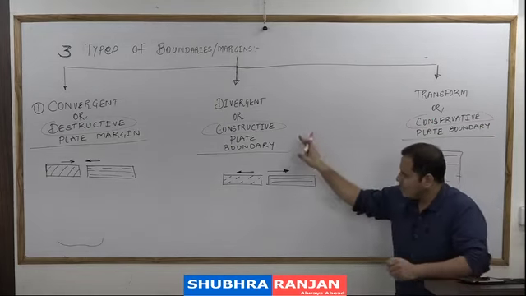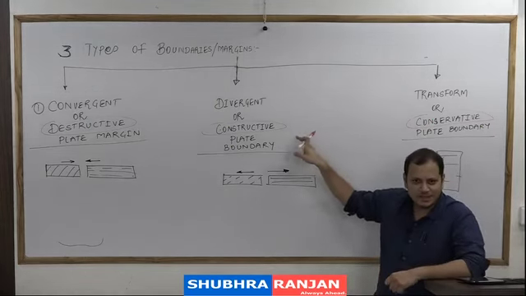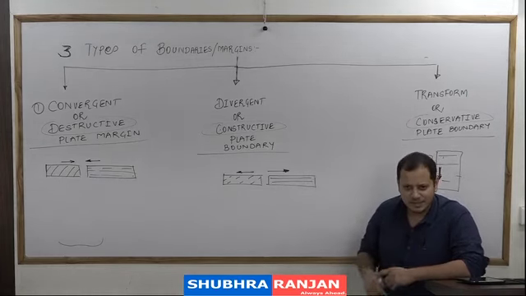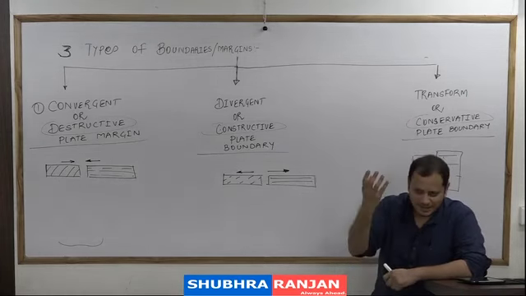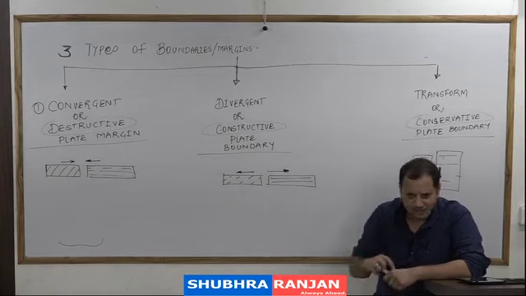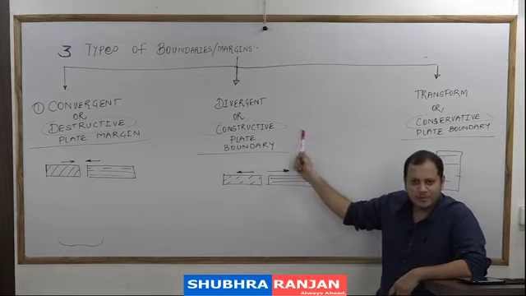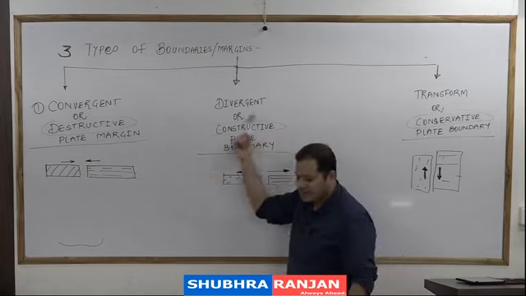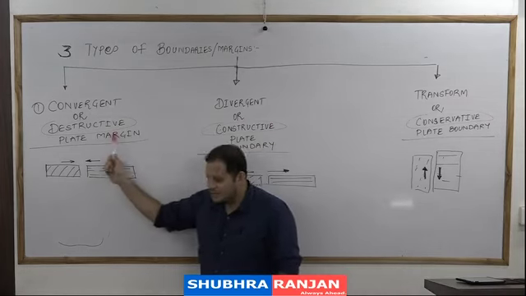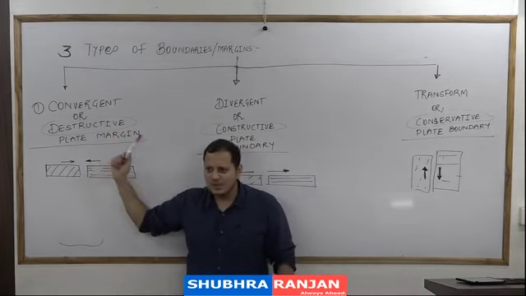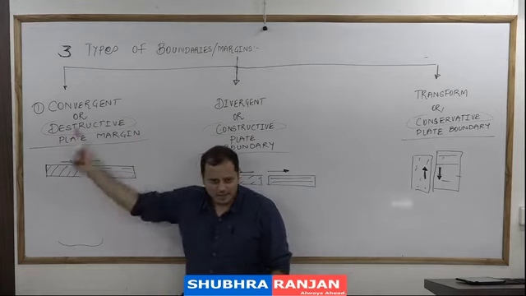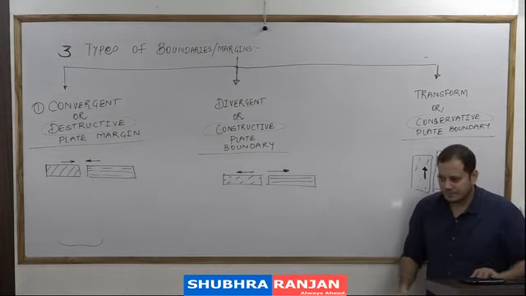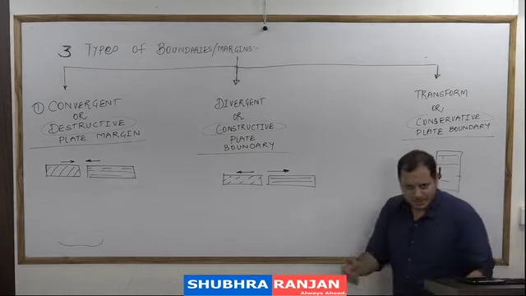Now, can you tell me from yesterday's lecture why this is a constructive plate boundary? This is nothing but the mid-oceanic ridges. So what is being created? That is the creation of the Earth's crust. It is oceanic crust, but it is newly created Earth's crust. Therefore, we say it is a constructive plate boundary. What is being destroyed at the trenches? Oceanic crust, and therefore we say it is a destructive plate boundary. Clear with this? Can I go to the next part?